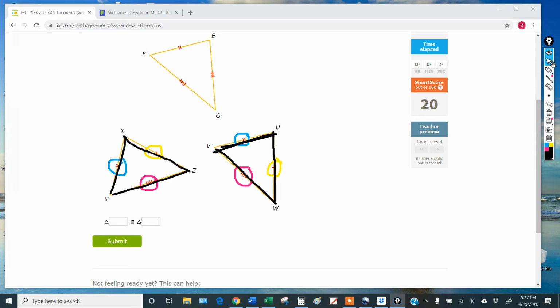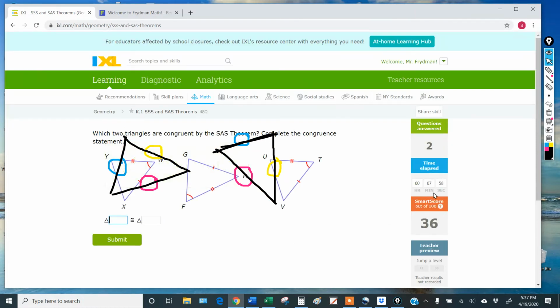So they are congruent. We've got to be very careful here. Let's go over 1, 4, 2. So I'm going to call this XZY. I'll do the same thing over here, 1, 4, 2. So I'll go UWV.